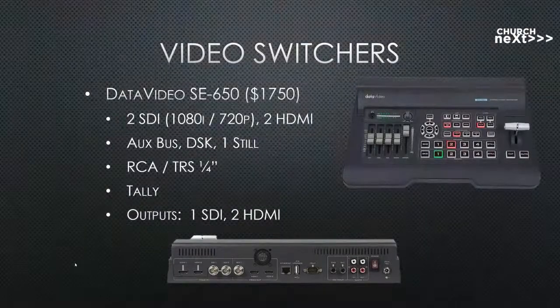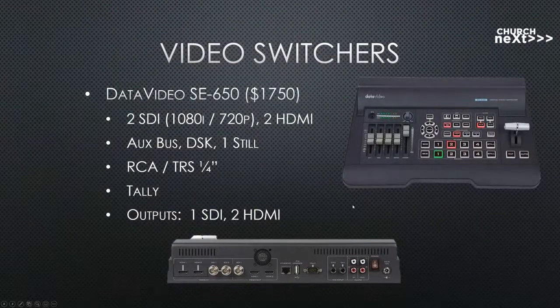Okay. Now we're going to look at some Datavideo switchers. This was a switcher we had out really early in the COVID crisis because it's very affordable. $1,750, has 2 SDI, 2 HDMI. It doesn't do 1080p, which is something just to know about this one.